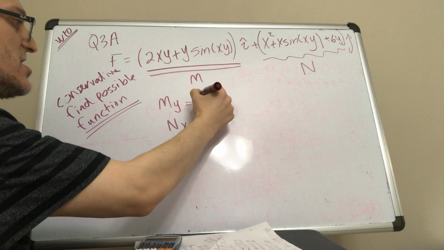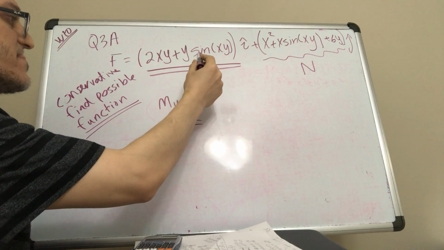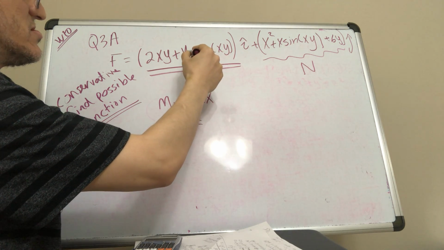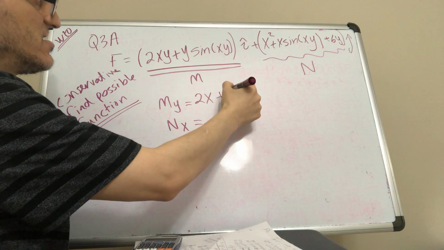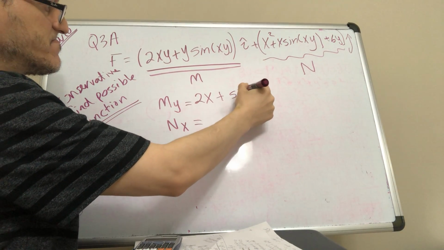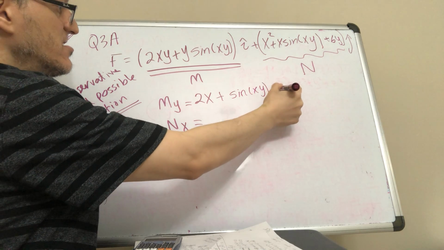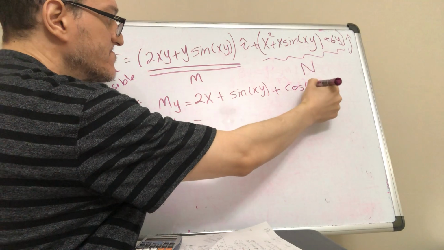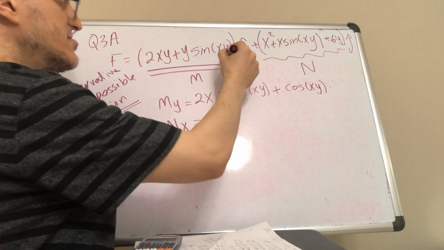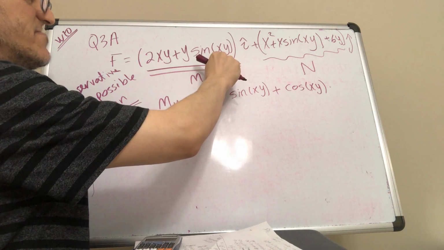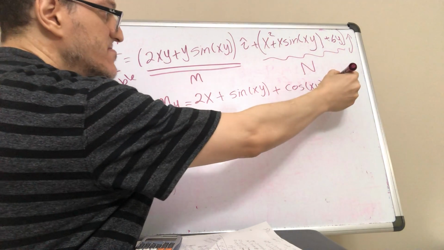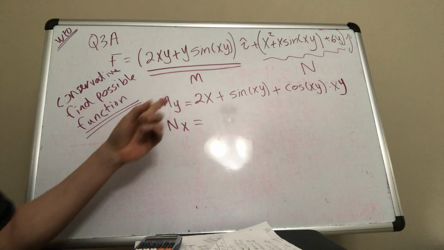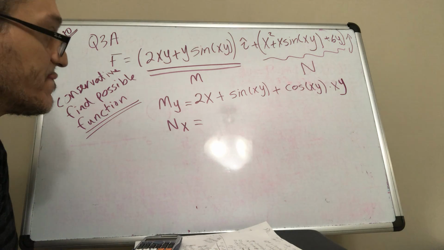2xy, a constant times y, the derivative is a constant. The derivative of this with respect to y, we have to do the product rule. The derivative of y is 1 times the second one. The derivative of sine is cosine times the derivative of the inside with respect to y. The inside is a constant times y, so constant times the second one.